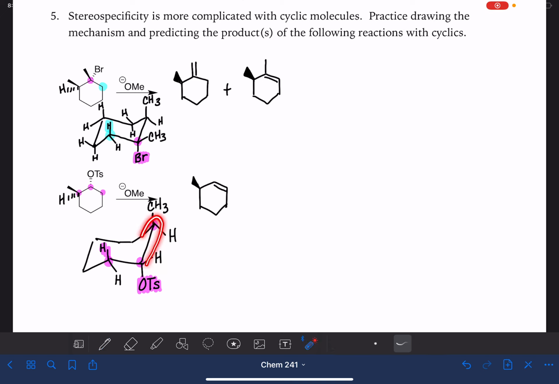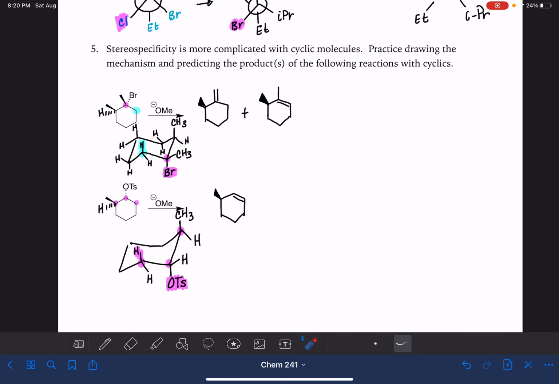Now in terms of elimination between these carbons, not possible. Our methyl group is axial down and our hydrogen is equatorial down. The leaving group, the OTs, and the hydrogen are cis to each other. It's going to be impossible for them to both be axial. They will either both be down or they will both be up. So no reaction can take place in this direction in the ring. This is the only product that we can make.